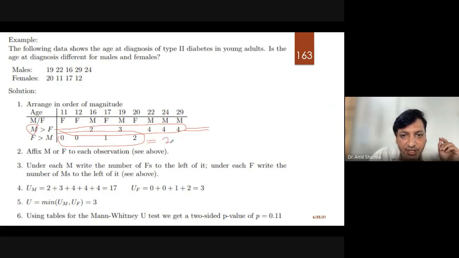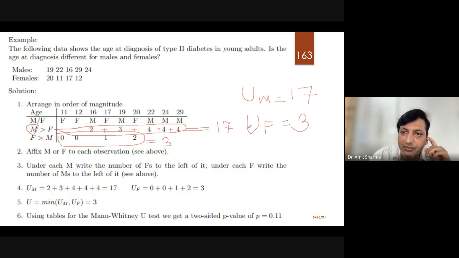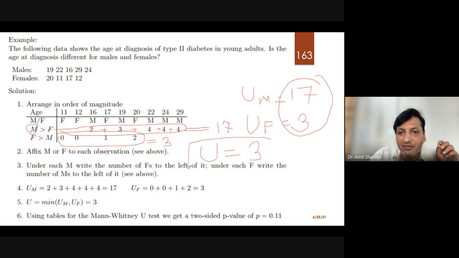Sum of this was found to be 3, and sum of 2 plus 3 plus 4 plus 4 plus 4 was found to be 17. So you can say the value of Mann-Whitney U for male and the value of Mann-Whitney U for female was found to be 17 and 3. Clear? So out of these two values, the value which is less will be considered as the final value of U. So if you want to calculate the final value of U, you'll see out of these two which one is less. 3 is less than 17. So 3 will be considered as the final value of U.